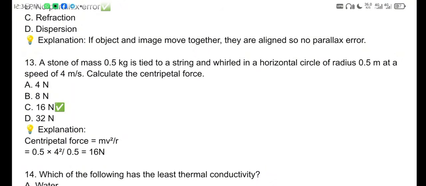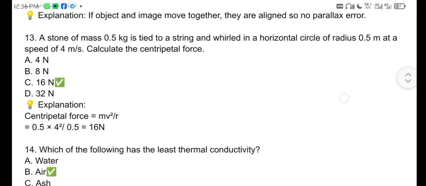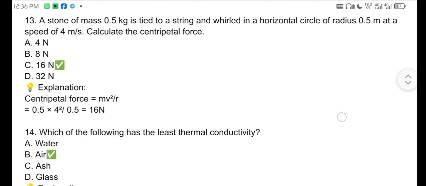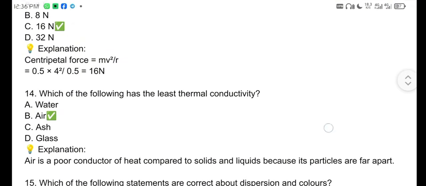So we now have 0.5 times 4 raised to power 2 over 0.5. 4 raised to power 2 is 16. 16 times 0.5 is 8. So 8 over 0.5 is also 16. So our answer is now 16 Newton.